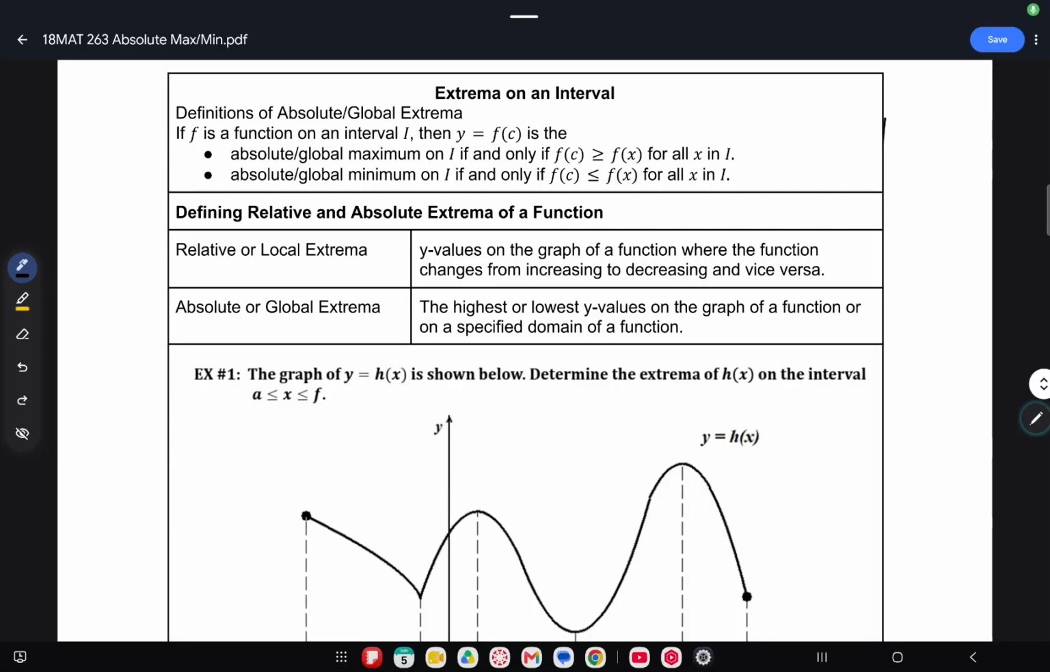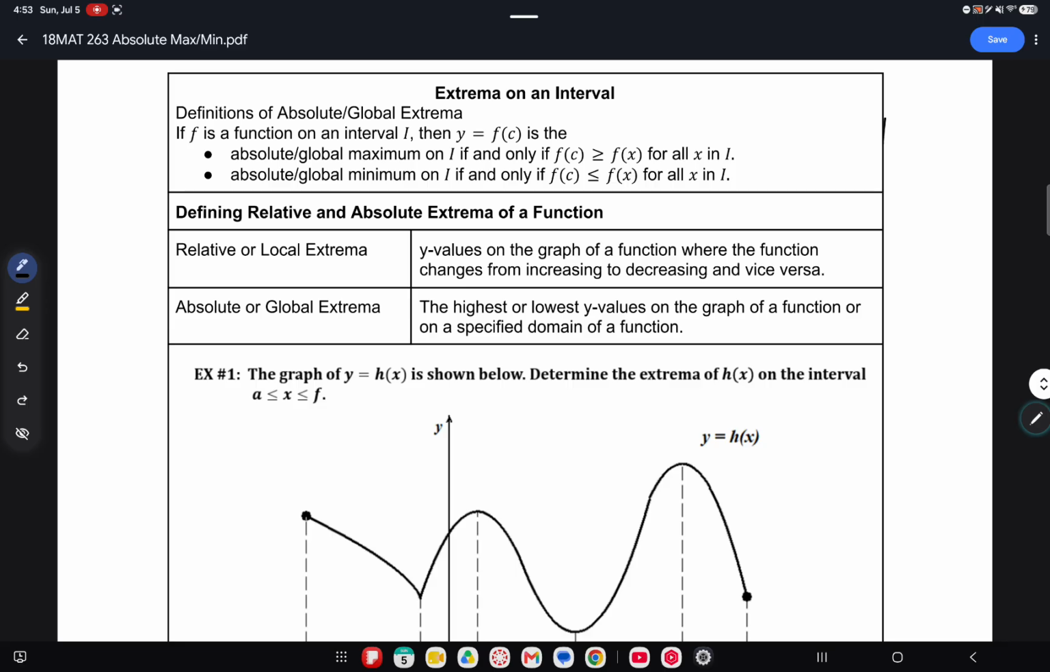All right, we're going to look at extrema, or the absolute max and min of a function. You have an absolute or a global maximum on an interval if it's greater than all the other values on the interval. And then it's an absolute or global minimum on the interval if it's the lowest value in the interval.